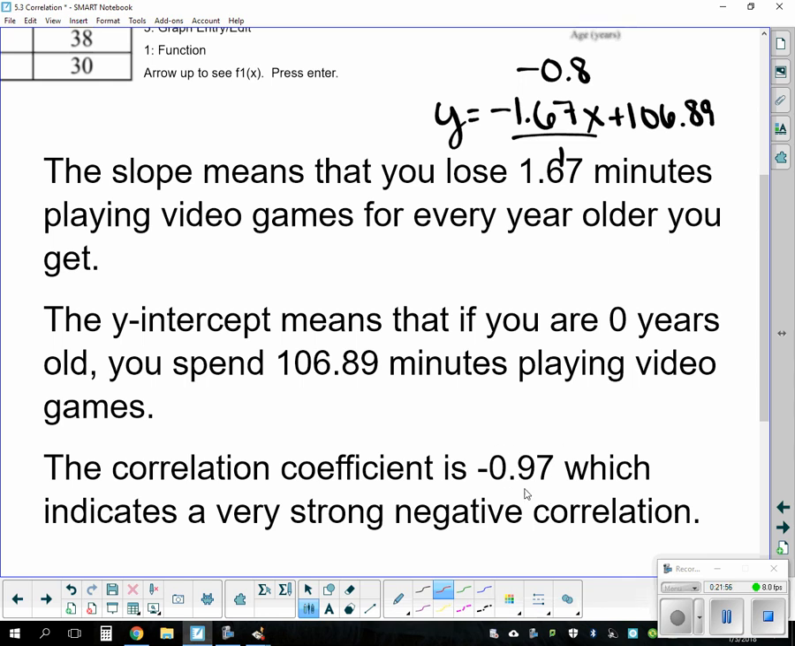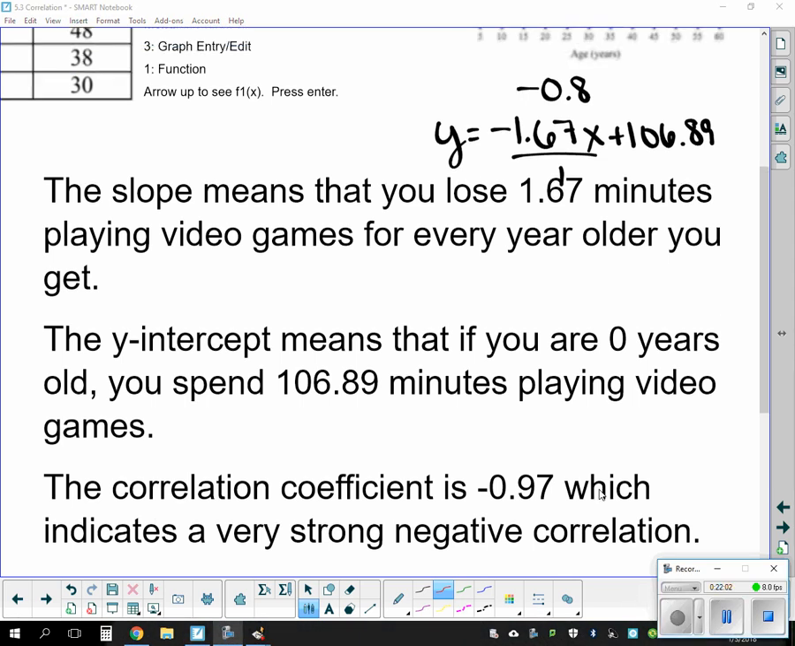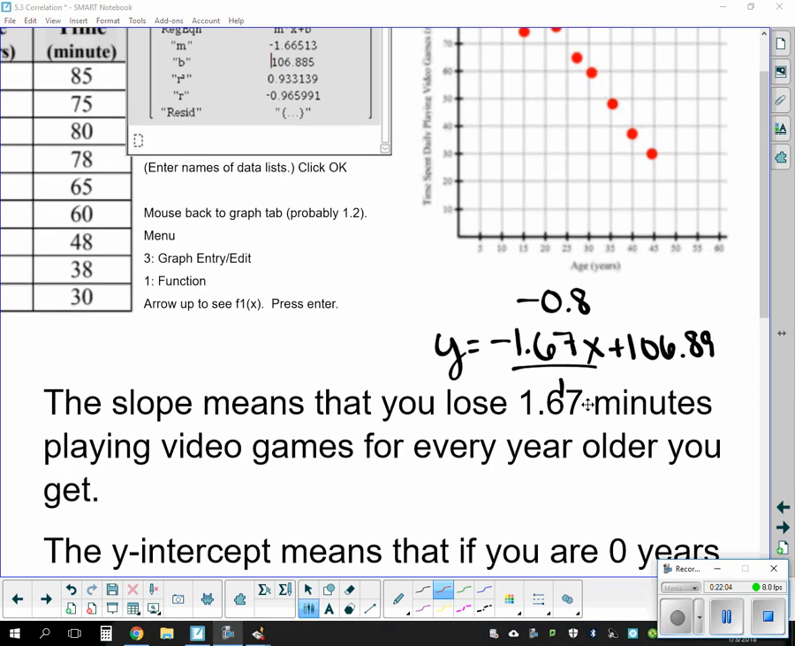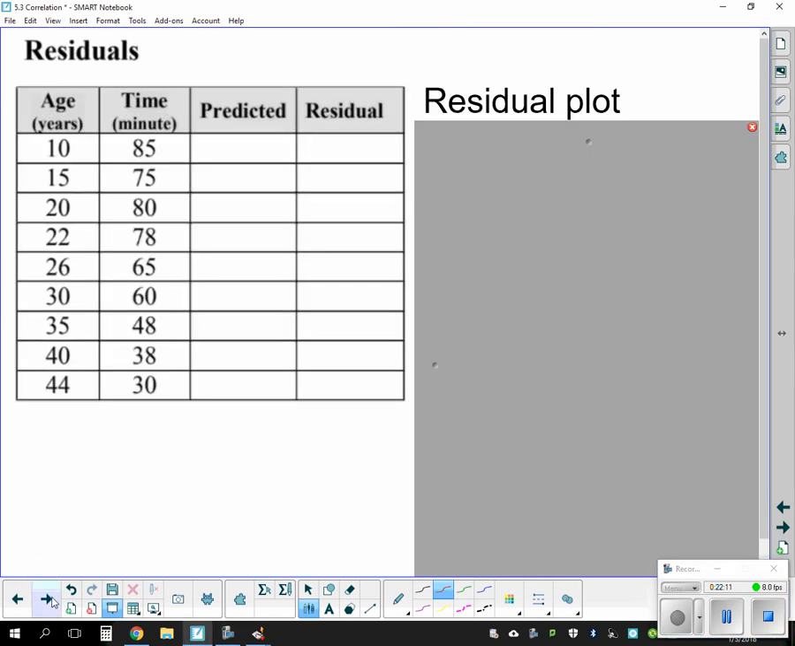But the closer the number is to either 1 or -1, the stronger your correlation is. And that strong negative correlation is telling you that as you get older, the less video game playing you get to do. All right, that brings us to residuals.